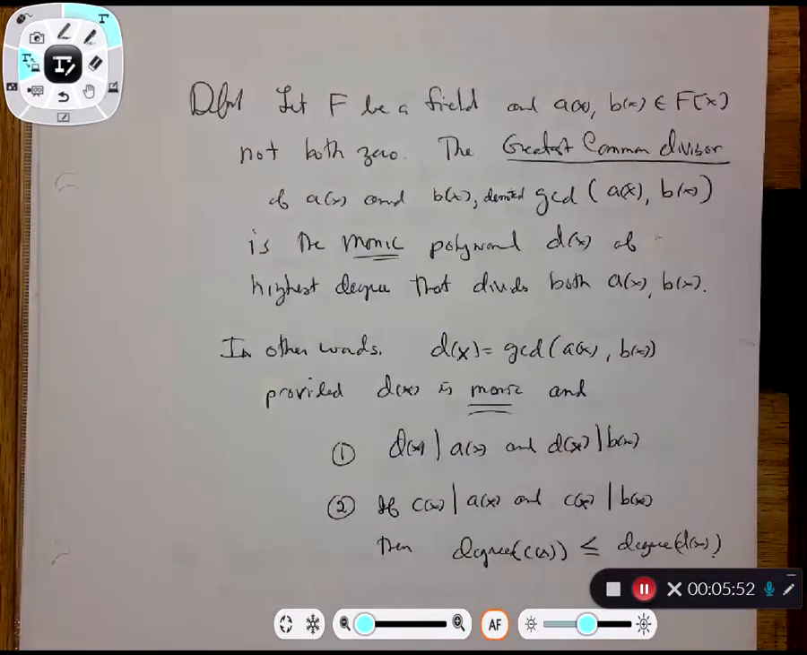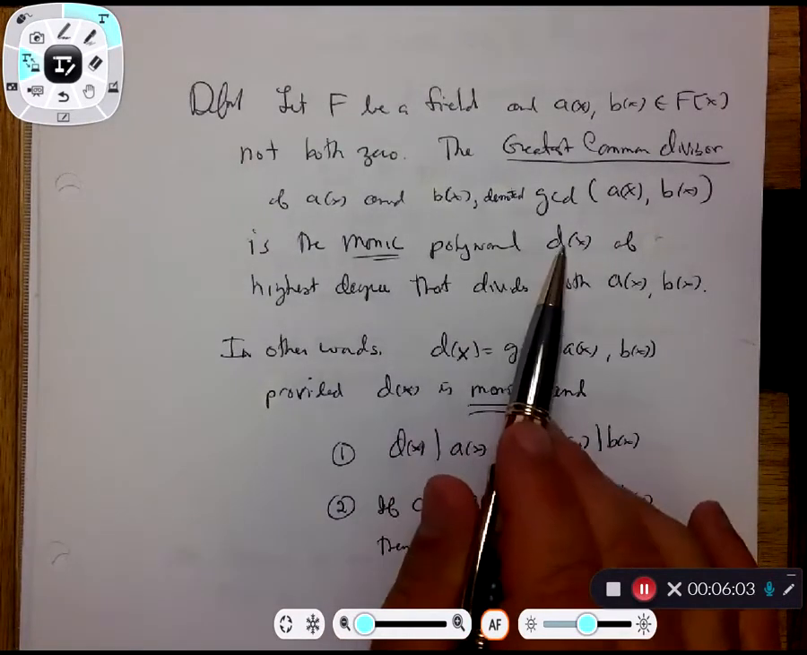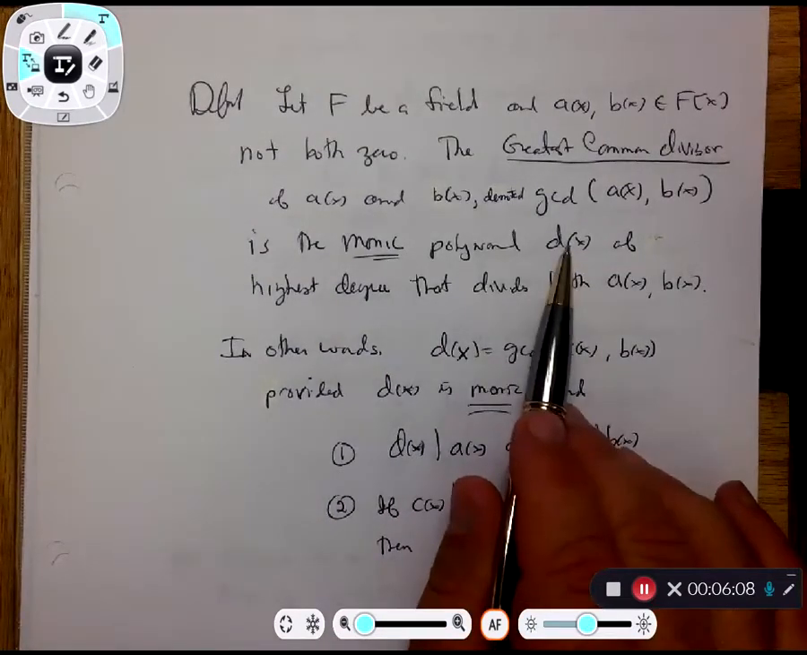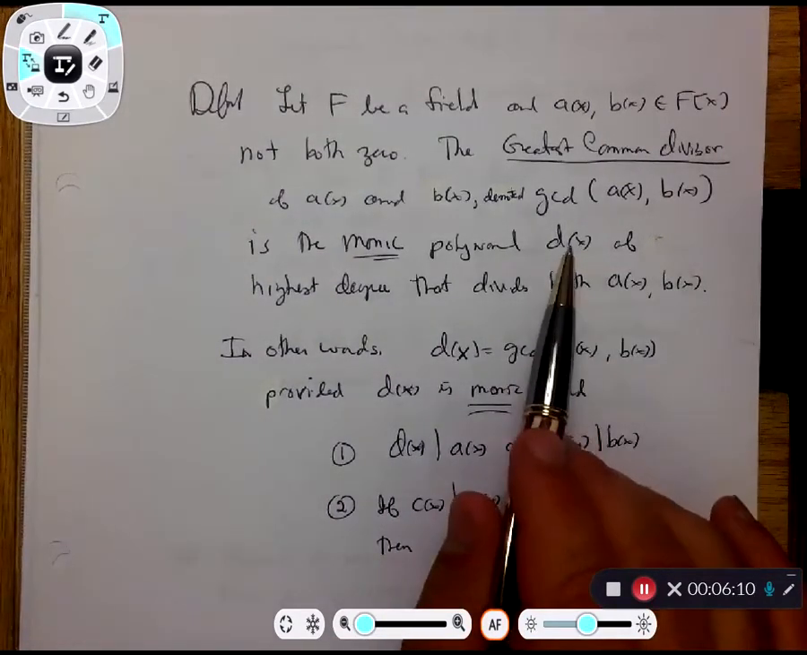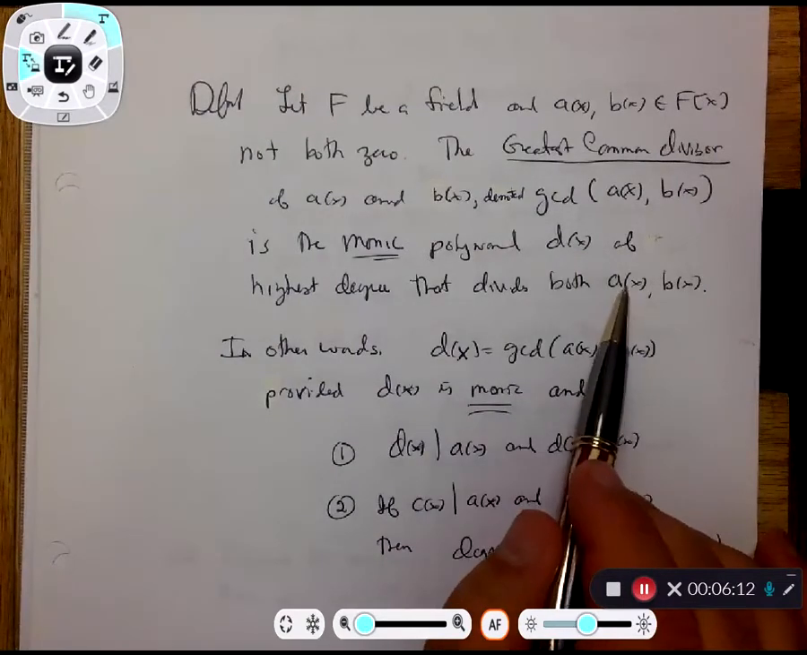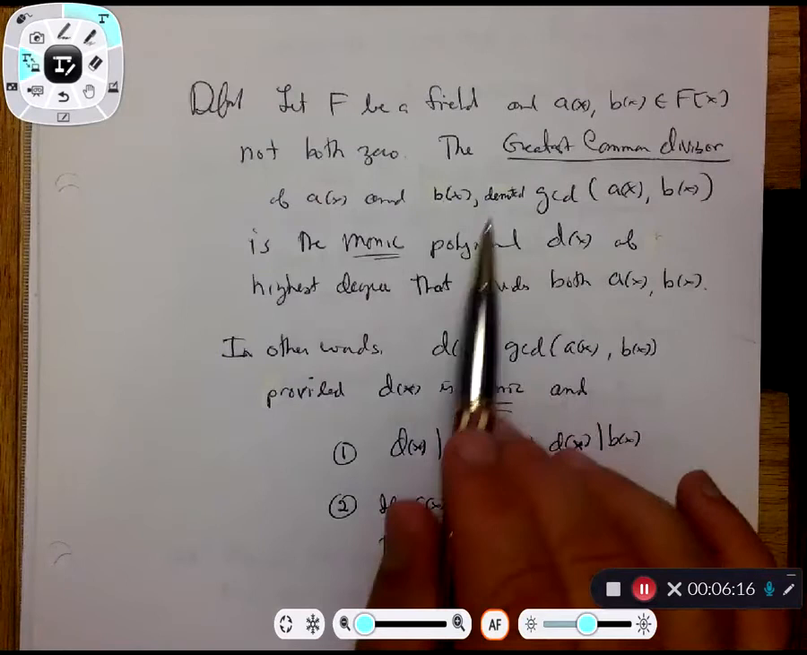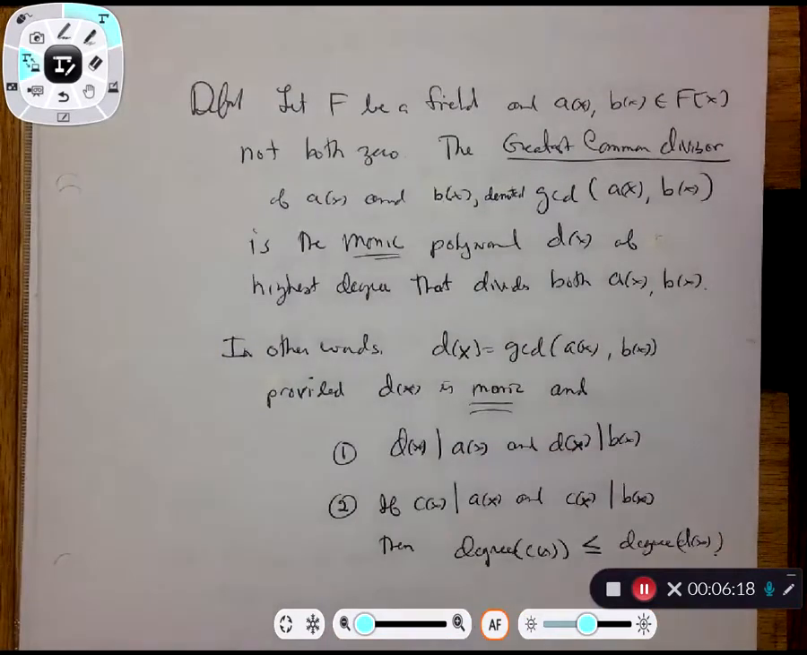So that's how we're going to make the GCD unique. We're going to make the leading coefficient of the greatest common divisor a 1, and that makes the polynomial unique. So this GCD is going to be a unique polynomial because it's going to have a leading coefficient of 1. And this polynomial will divide both A of x and B of x, and this polynomial that's the GCD has to be of highest degree. That makes it the greatest. So, in other words, catch a pattern.